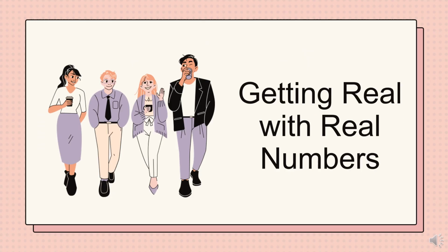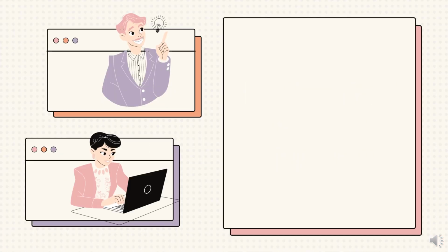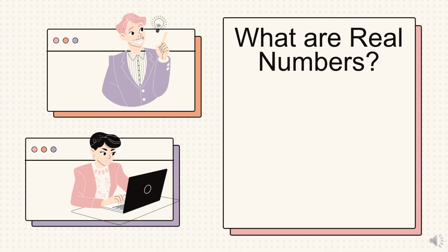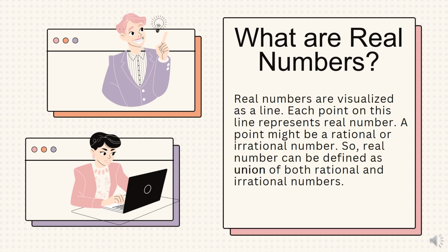Getting real with real numbers. So what are real numbers? Real numbers are visualized as a line, and each point on this line represents a real number. A point might be a rational or irrational number. So a real number can be defined as the union of both rational and irrational numbers.